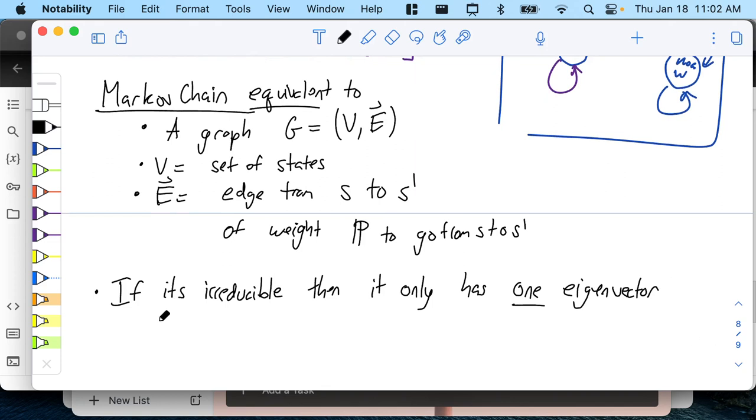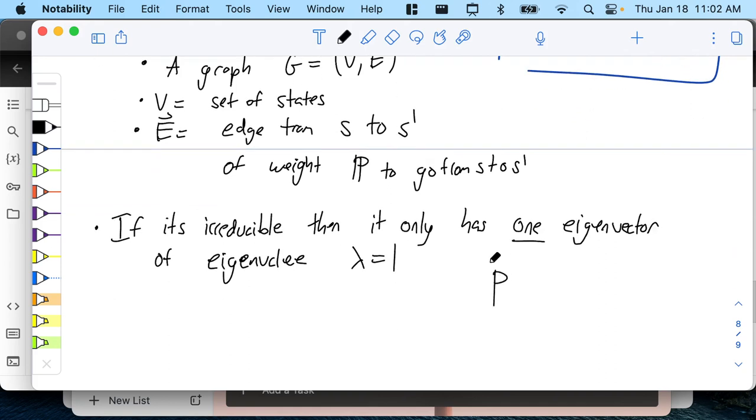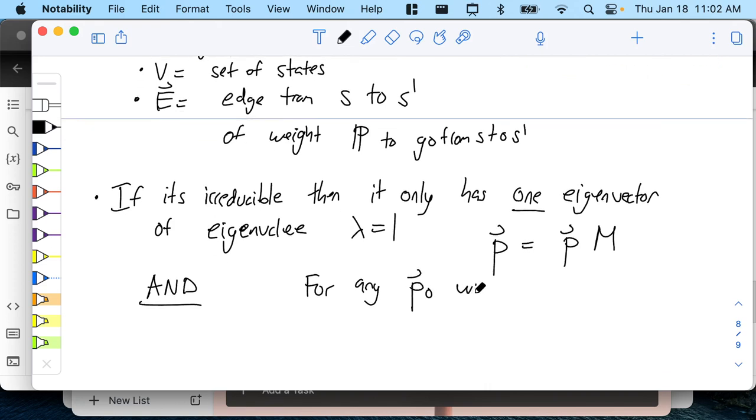Okay, one eigenvector of eigenvalue lambda equals 1, and that eigenvector will satisfy P equals P times M. And this is the cool part: when that happens, you're going to have the following situation for any starting probability, for any P0, we'll have the limit as n goes to infinity of P0 times M to the power n.